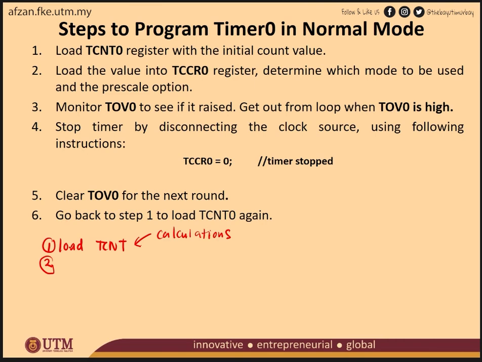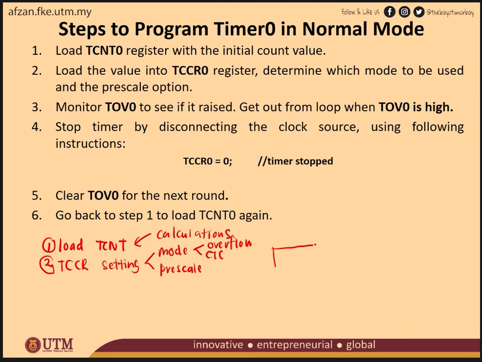So first load your TCNT, based on your calculation. Step number 2, do your TCCR setting. It depends on your setting. In this part you have the timer mode that I'm going to use, either the overflow or CTC mode, and the second one, whether you're going to use a prescaler or without a prescaler. This is your TCCR settings.